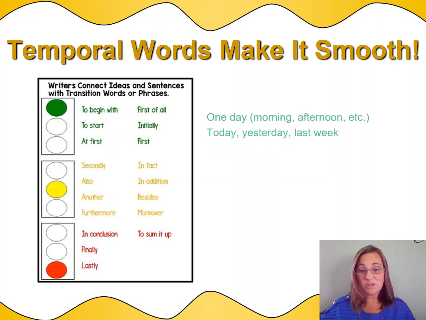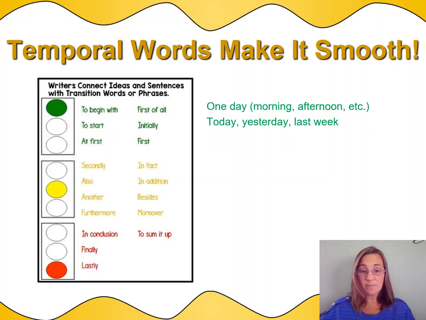Some temporal words we use when we want to introduce a story. We might say things like to begin with or at first to show that this is the first thing that happened. We might even introduce it by using time words like one day or one morning or yesterday or last week. Those would be words that tell our reader that this is the first thing that happened and this is when it happened.